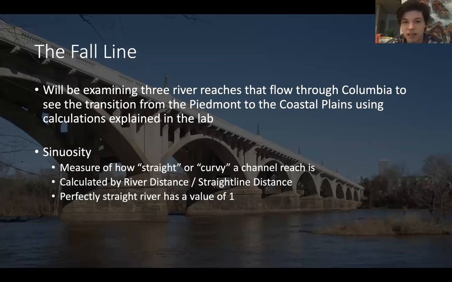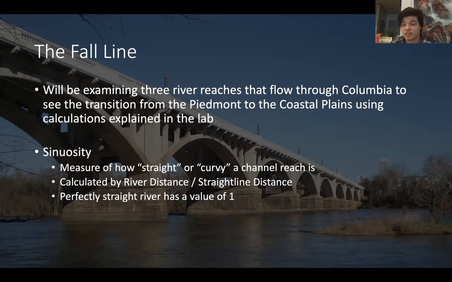Okay, so back to the fall line. Over the course of this lab, we will be examining three river reaches that flow through Columbia in order to take a look at the transition from the Piedmont to the coastal plains here. To do that, we'll be using some calculations explained over the course of the lab. Most of these calculations you are already familiar with.